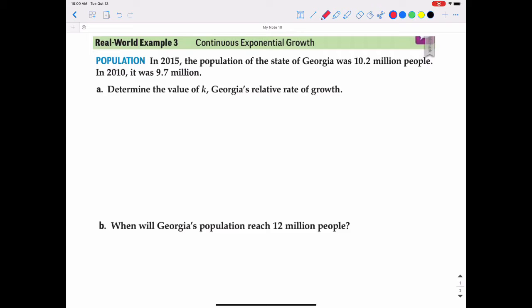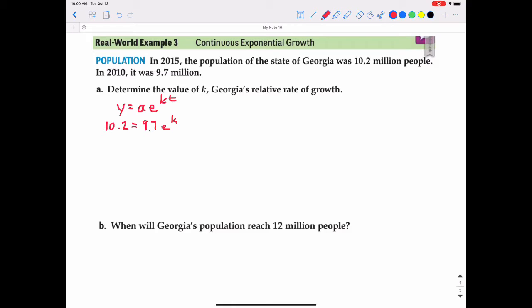So we're going to use our formula. It's not a new formula because it's done virtually the same way as the Pert formula, P e to the rt power, but it's y equals A e to the kt power. So we know that in 2015, the state of Georgia's population was 10.2 million people, and in 2010 it was 9.7. So 10.2 will be the ending population we'll put in for y, and 9.7 is going to be the starting population that we place in for A.